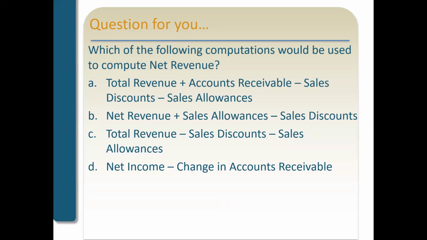Now let's look at this one. Which of the following computations would be used to compute net revenue? A, B, C, or D? Is it total revenue plus accounts receivable minus sales discounts minus sales allowances? No. I'm guessing C. Excellent. Total revenue minus sales discounts minus sales allowances will equal our net revenue. Okay.